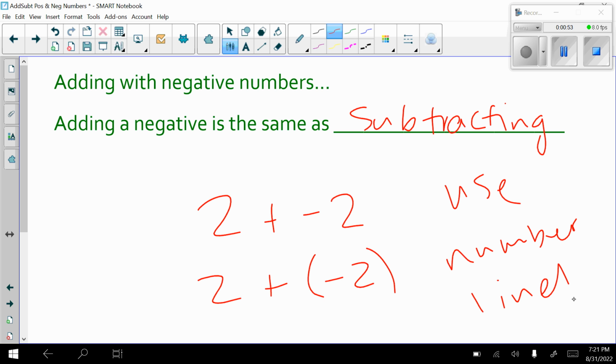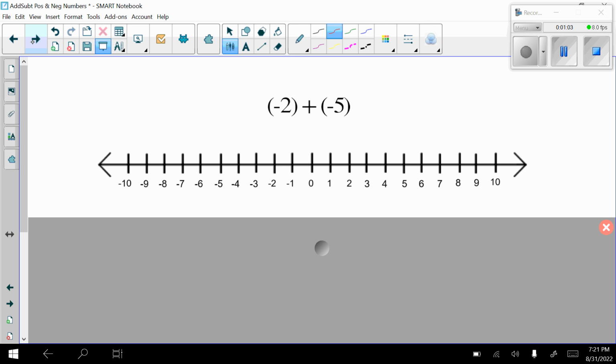Okay, so you can draw out a number line if you need to, or you can just do it in your head using a number line that you're just thinking about in your mind. I will have a number line here on the notes screen that might be able to help us out. Let's do some examples here.